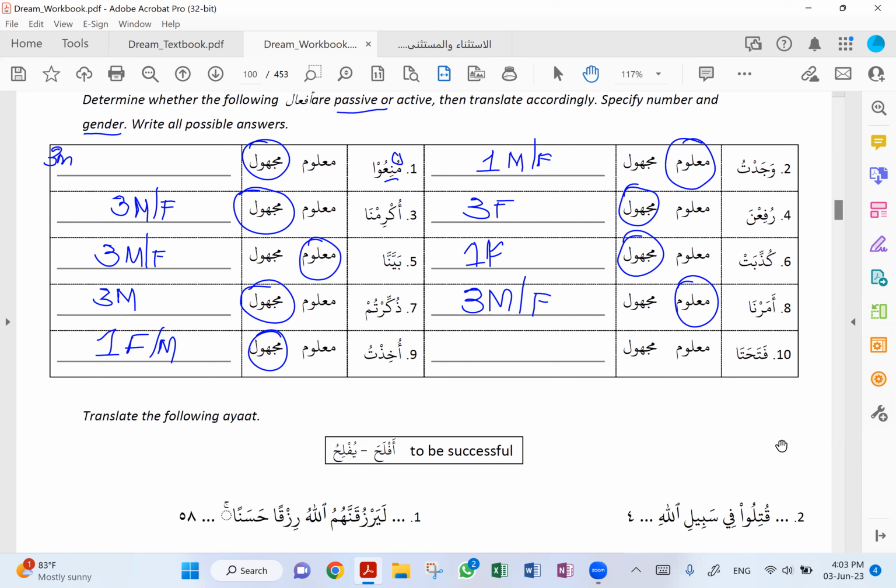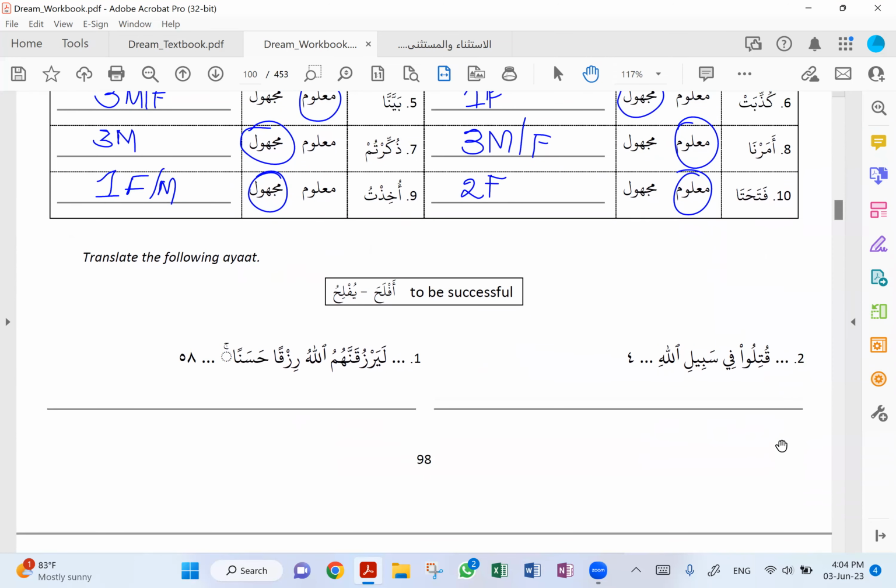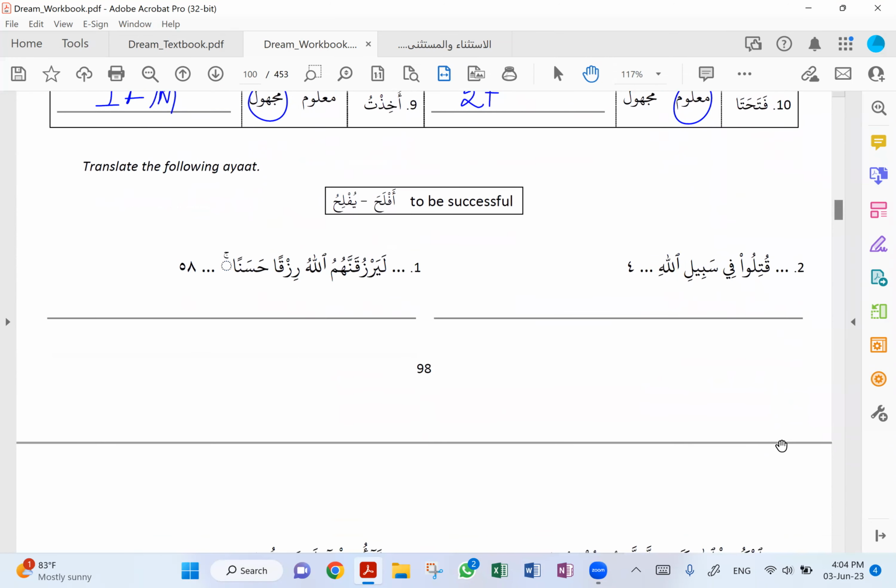فتحتا. معلوم, because there's no U anywhere. Oh, sorry, I jumped a line. No, I didn't. Okay, فتحتا. It's huma, two feminine, right? Yes, because of the ta. If it was fataha, then it would be two masculine. But fatahata, two feminine. Good. They both opened.